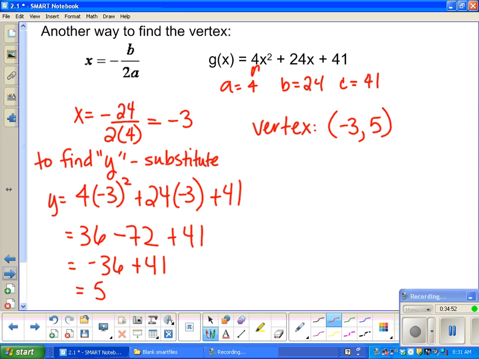Then you would graph it the same way. You would choose 2 x values less than -3, like -4, -5, and 2 x values greater than -3, like -2, -1. And I'll tell you, that's how you graph if you find the vertex this way.